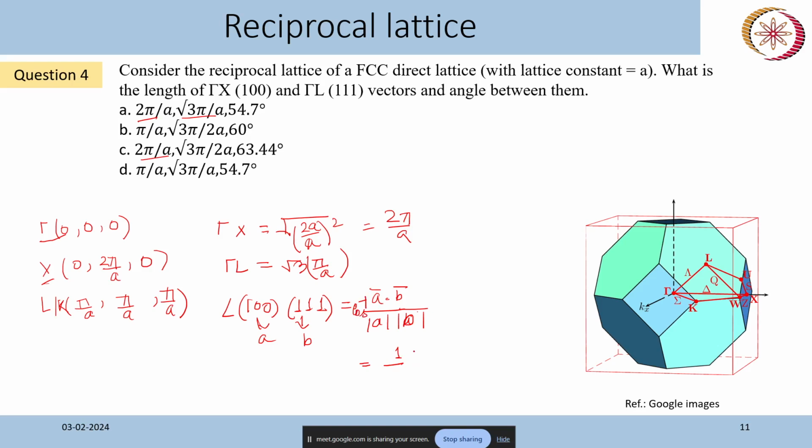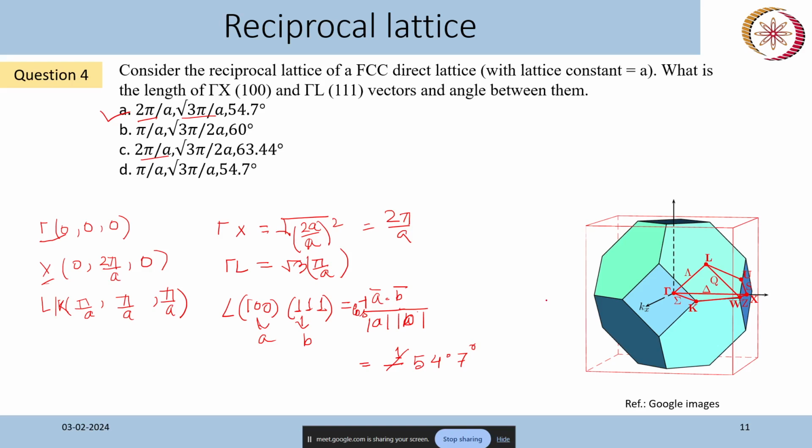So the final answer will be, we did this in the last session also, 54.7. So the correct answer is option A. I hope there is no doubt. Ma'am, I have a doubt regarding this question. Can you please ask?